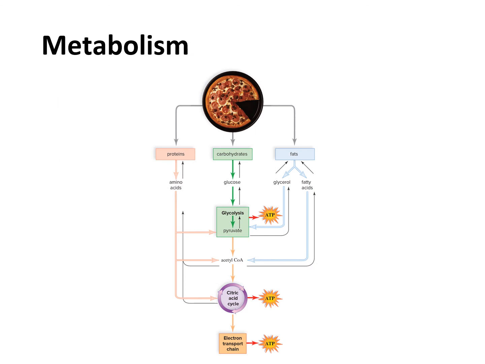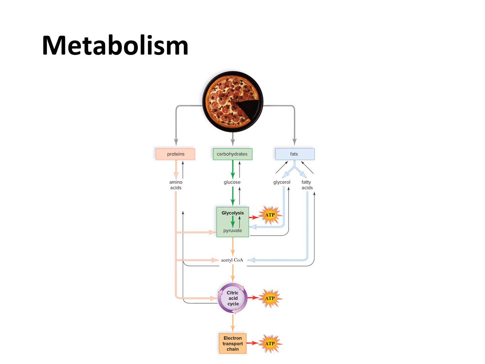Metabolism is defined as the sum of all the biochemical reactions that occur in an individual. And those reactions can be either catabolic reactions or anabolic reactions. Catabolic reactions involve breaking down large molecules into smaller ones, and that usually involves an output of energy. Anabolic reactions involve taking smaller subunits, building larger molecules from them, and that usually requires a net input of energy.